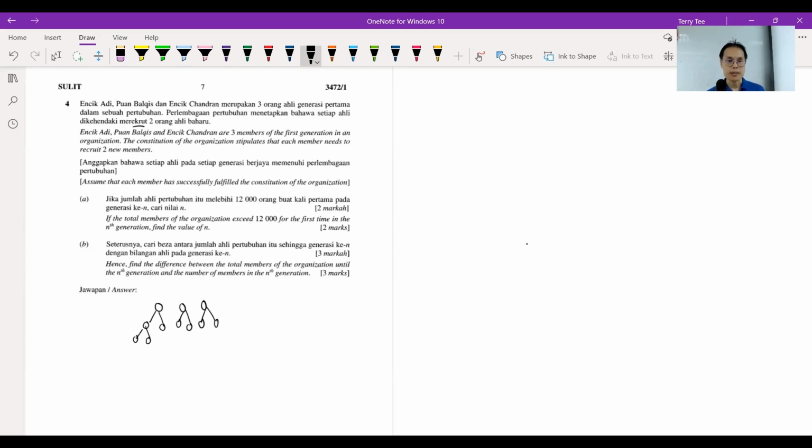That means everybody must recruit 2 and so on, right? So you can see the first generation, your first term, T1, there are 3 members. In the second generation, if everybody recruits 2, then you have 6 members. In the third generation, everybody recruits 2, you have 12 members and so on, right? So in this case, it is a Janjang geometry. A is 3. Your nisbah sepunya, or common ratio, is 2.